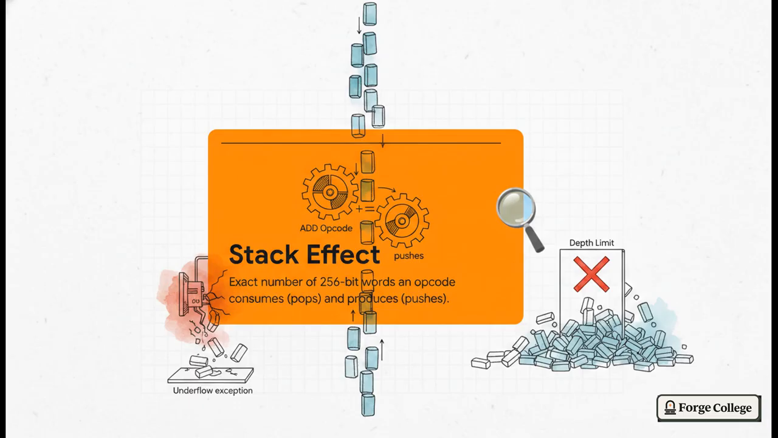Take the ADD opcode, for example. It explicitly pops 2 words off the top of the tray, adds them together, and pushes 1 word back down as the result. The EVM checks this before execution even starts. If there's only 1 item on that tray, the whole line halts, throwing a stack underflow exception immediately. Plus, the EVM enforces a strict maximum stack depth. If you hit that limit, the machine simply breaks.